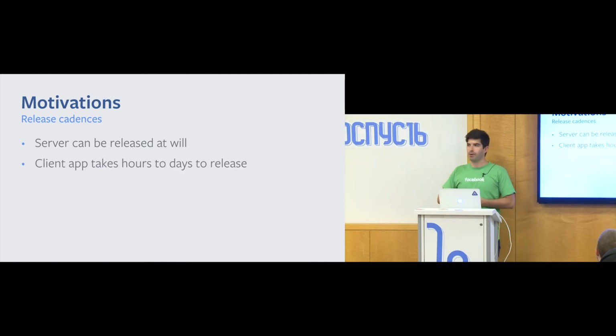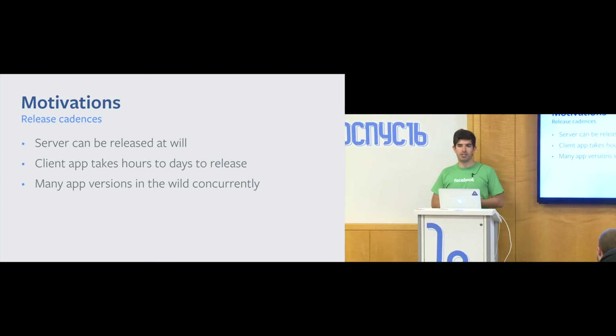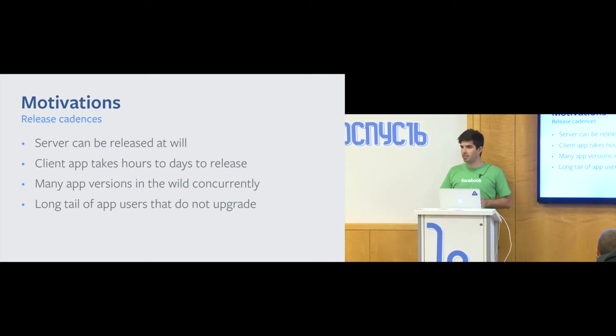Meanwhile, client apps, whether they be iOS or Android, take hours to release, days to release if you have a review process. You will have many app versions in the wild at the same time. It's only a question of how many. And there's a long tail of users that simply will never upgrade. Maybe they don't have space, maybe they don't have auto update on, whatever the reason. If you have a broken version of your app or even an old version of the API you no longer want to support, it basically is going to be in the wild forever.